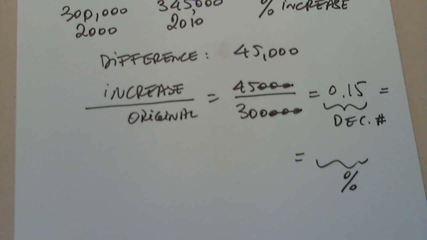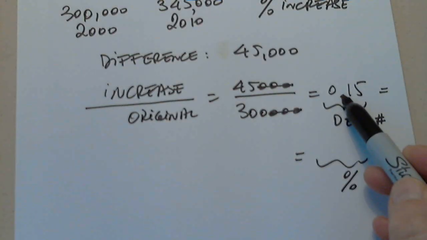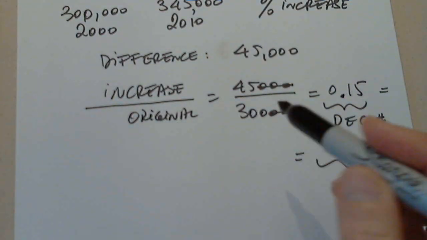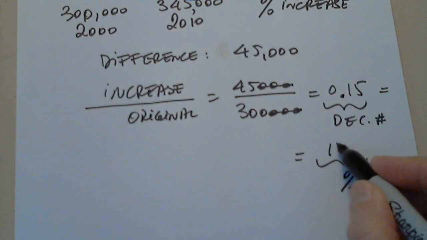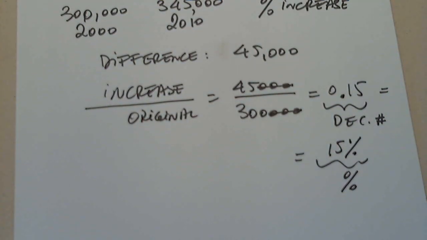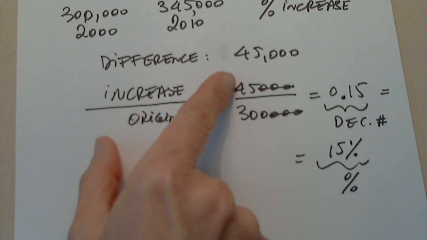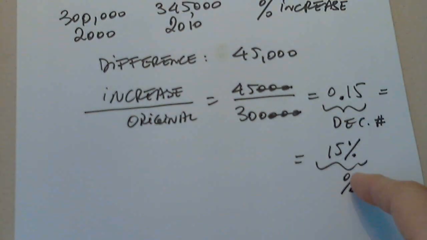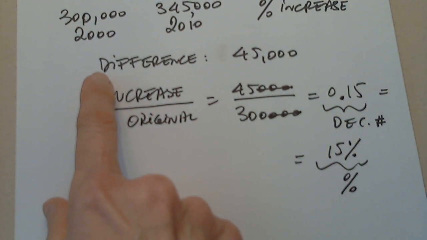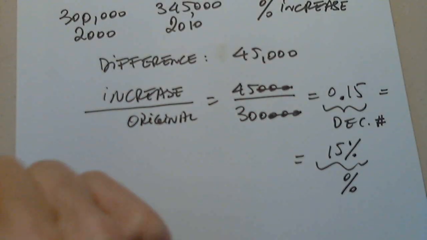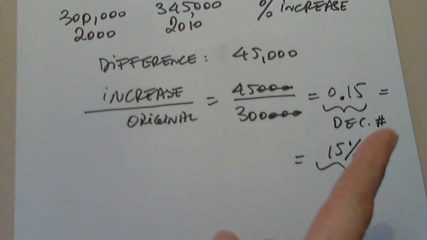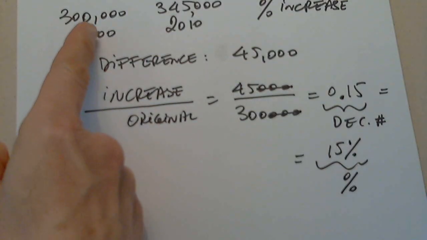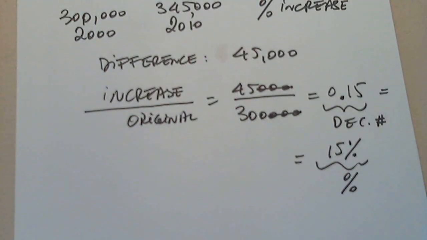I already know how to change this from a decimal number to a percent. In which direction do I move the decimal point? Left or right? Yes, it's 15%. So the difference was 45,000 divided by the original amount, which is 300,000. So the increase is 15% of the population. Meaning 300,000 multiplied by 15% of the original is 345,000 people.